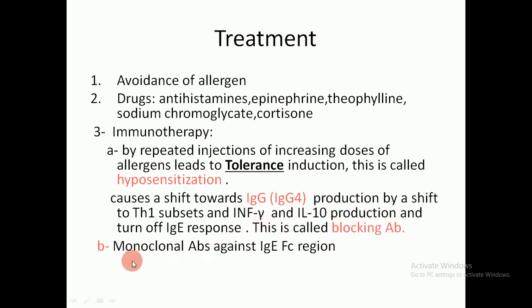And another type of immunotherapy is monoclonal antibodies against the IgE-Fc receptor, which is present on the cell surface of the mast cell or basophil.